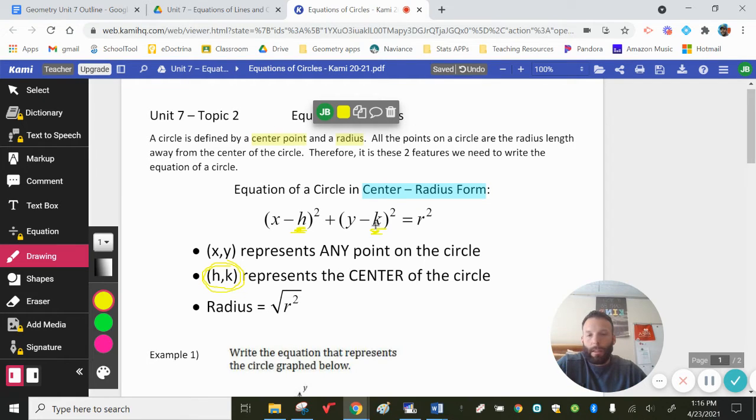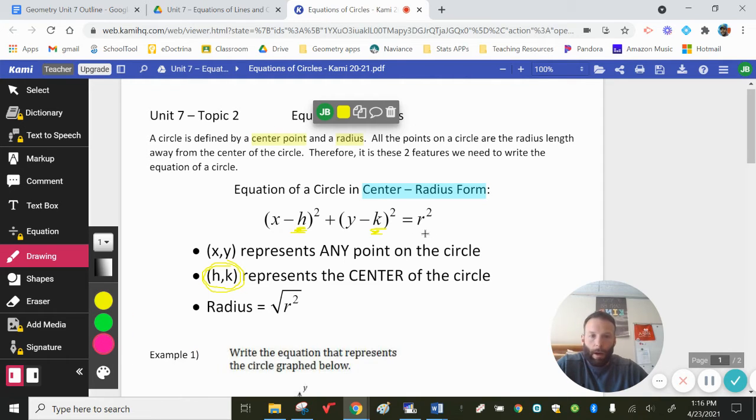Now, we just had some experience talking about point-slope form of a line, and you remember how when you go from the coordinates of that point to the values in the equation, you see there's a minus h here and a minus k. So you've got to remember to change your signs when you go from the point to the equation, because you're negating that value. Okay, now the x and the y represent points that are on the circle.